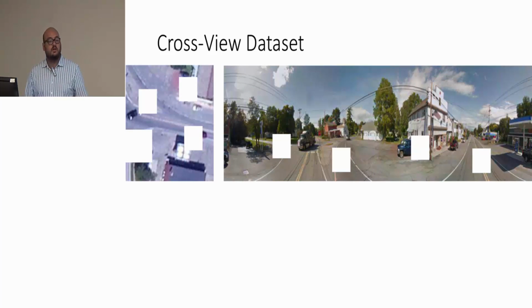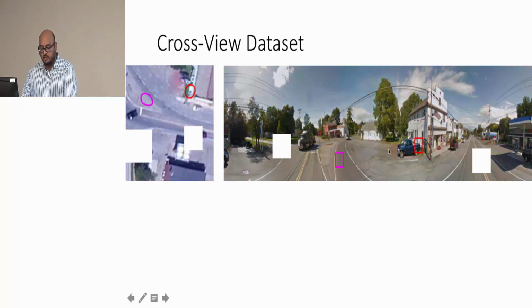So this is the correspondence establishment. This view is the ground view panorama, and this one is the aerial image. This is how they establish the correspondence. This area in the ground image looks like this from the aerial view. Similarly, the red one, this area is here.